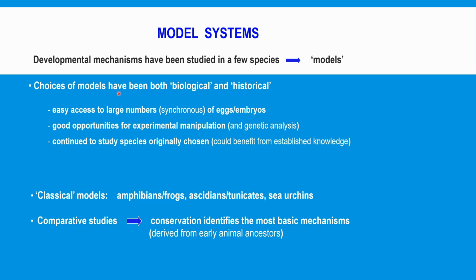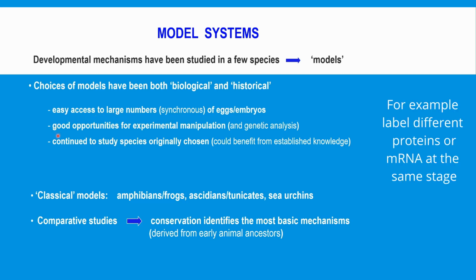Things that are important with models is that they have easy access to large numbers of eggs and embryos. If they are synchronous, it's an advantage, so that you have many eggs at the exact same stage. That will be an advantage to you. You can do multiple observations in the same experiment.